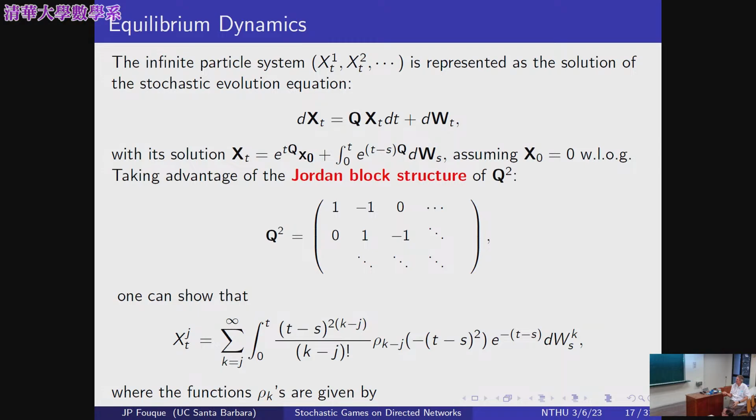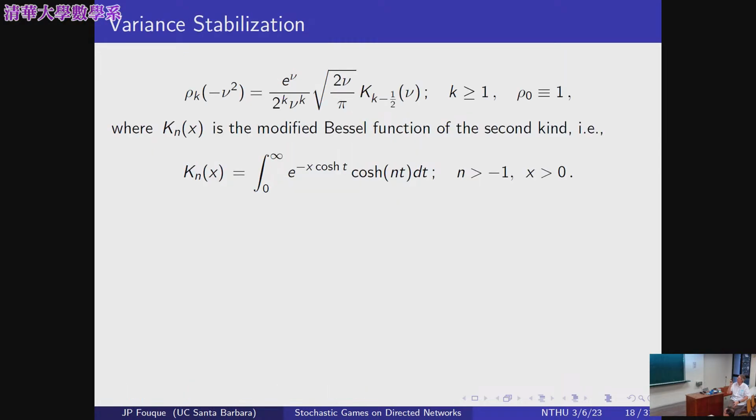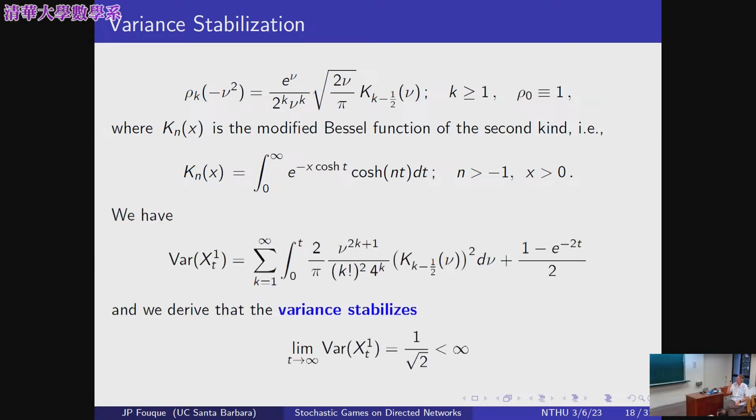And so, you have this function here, and when you do the computation, these functions are associated to Bessel functions. So this is just computation. It's not very complicated. You have to pay attention and do it correctly. You get your Bessel function. Here is a kernel involved in the Bessel function. I mean, these are classical functions in mathematics.